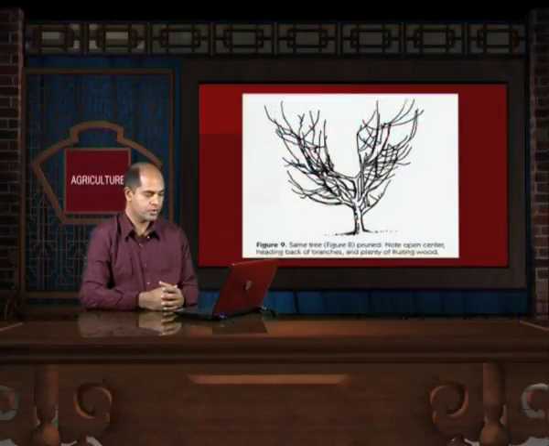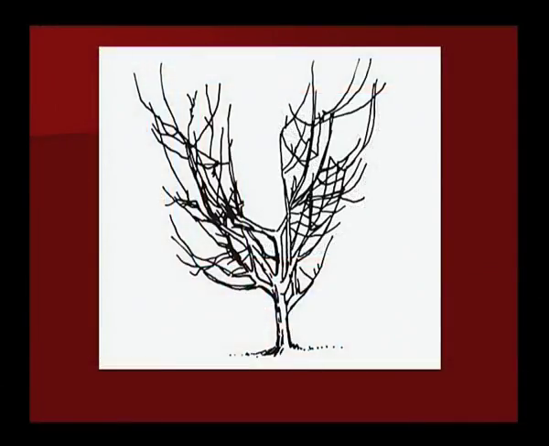This slide shows the pruned picture of a tree under the open center system, with heading back of branches, and plenty of fruiting wood is clearly visible. This slide shows the open center system of training. The open center of the plant and the higher number of fruit bearing branches are clearly visible in the picture.